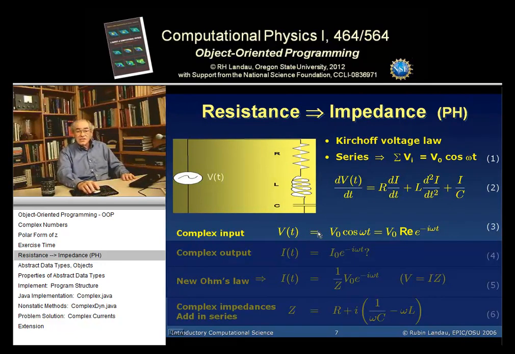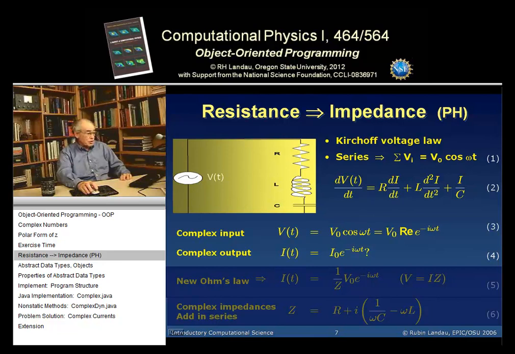The important part is that the voltage for our circuit is the real part of this complex number. Since we have a linear equation to solve, we could solve for a complex current and just take the real part or the imaginary part separately, and it's like two solutions. So let's try to be clever.